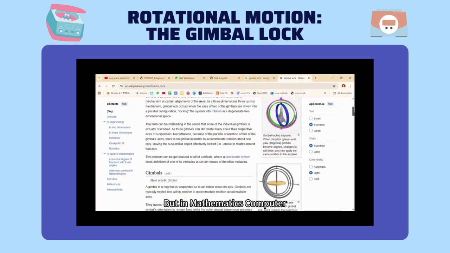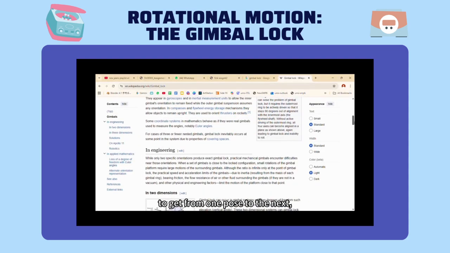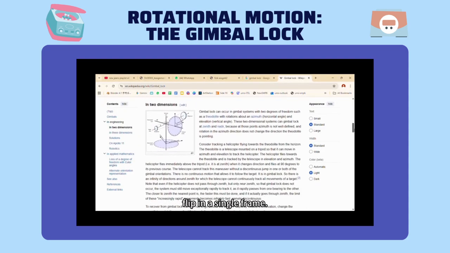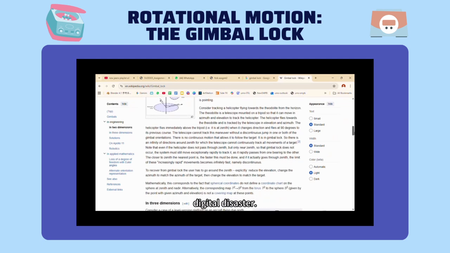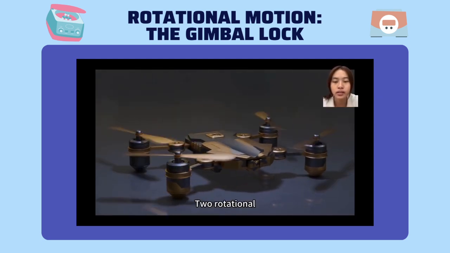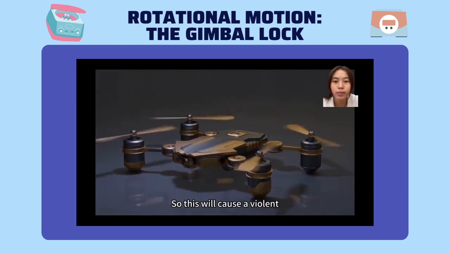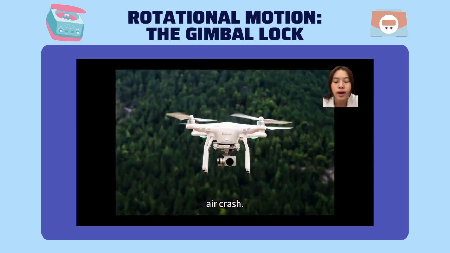In computer graphics, this is a total nightmare because the math collapses and the computer gets confused. To get from one pose to the next, it's forced to calculate a real 180-degree flip in a single frame. So this will turn a heroic animation into a jerky digital disaster. In drones, this is also a disaster. When the camera points straight down, two rotational axes align and lock, so the math fails, forcing the model to jerk 180 degrees instantly to find its way. So this will cause violent vibrations, shaky footage, and can even lead to a mid-air crash.